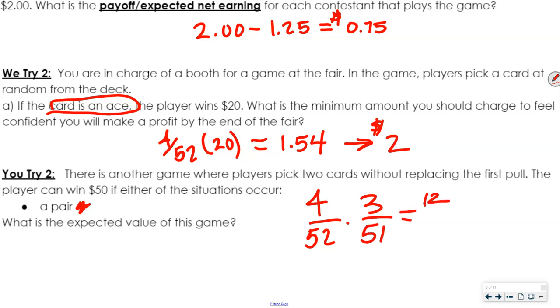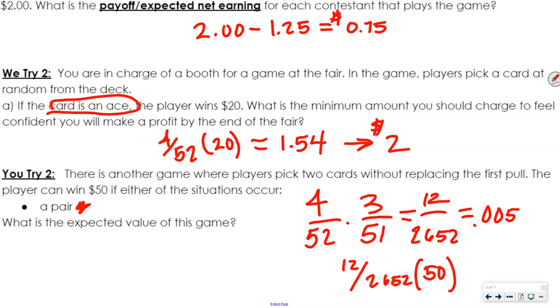So that's going to be 12 over... when I multiply the 52 times 51, I get 2652. And if I turn that into a percent, you can just do 12 divided by 2652, right? If you turn that into an actual decimal, that's going to be 0.005 basically if you round it. But you can just take that 12 over 2652 and multiply it by that 50. And if you do that, you're going to get 25 cents.